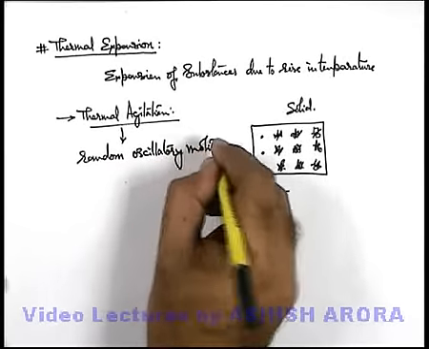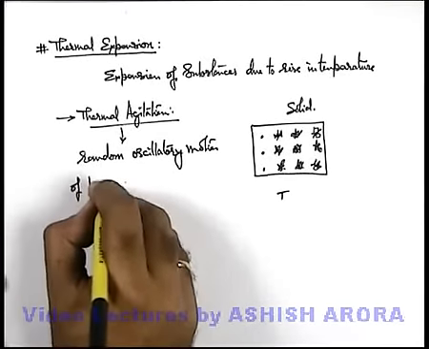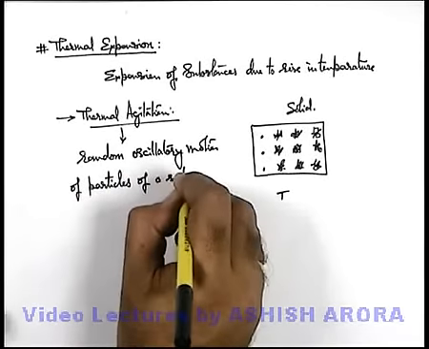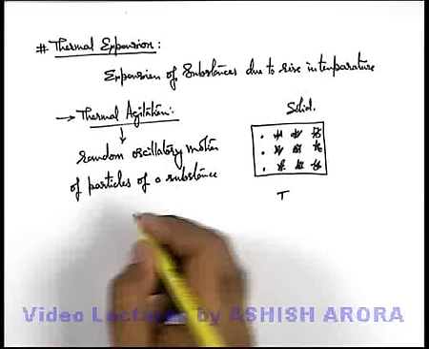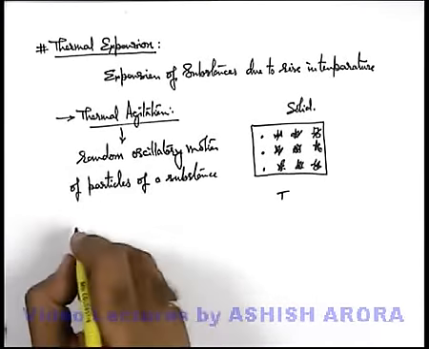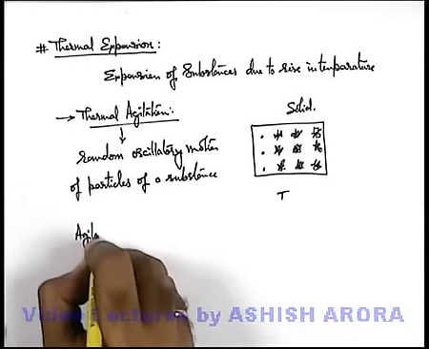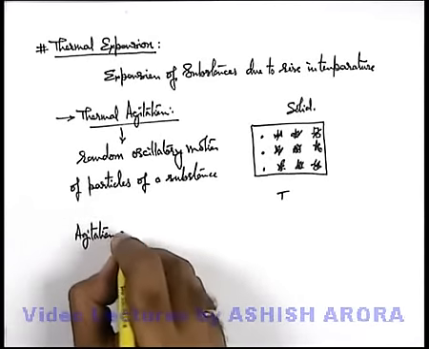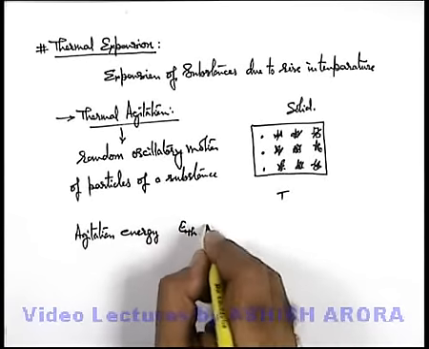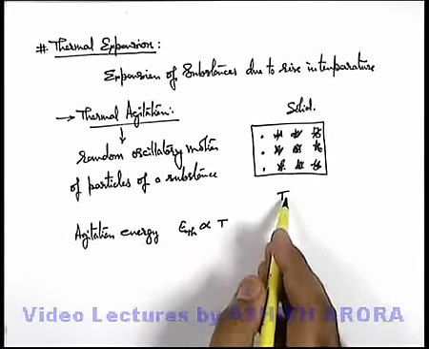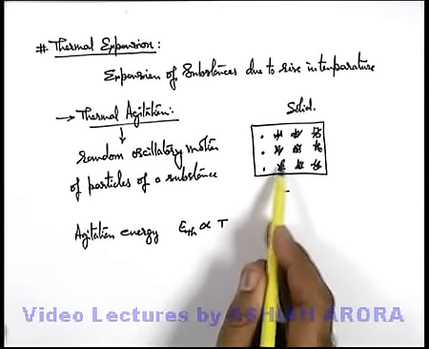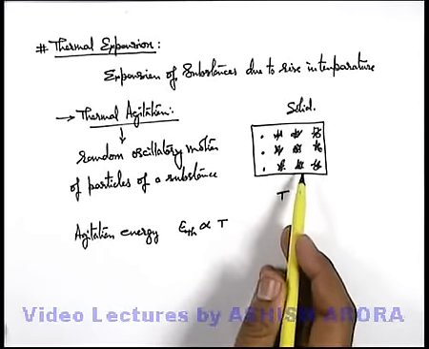So we can say thermal oscillation is a random oscillatory motion of particles of a substance in the local neighborhood of their position. And when we talk about agitation energy, this thermal agitation energy is measured as proportional to the temperature of the substance. That means if we increase the temperature of the substance, the energy of the random oscillation will also increase.